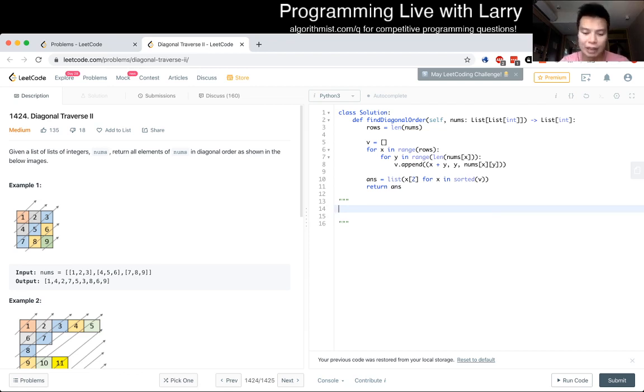But from what I know, from what I practice, there's only going to be a couple of ways to order the diagonals and number the diagonals. So one is X plus Y, which you saw, and then the other is, technically, row minus X plus Y.